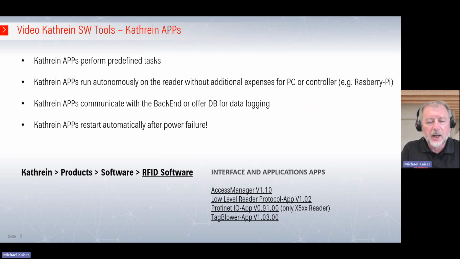We have the ProfiNET app. This is an app to connect the reader to a PLC directly on a production line, very close to a machine network. And with this, you can control the reader by a PLC. Be careful, this app is only available for X500 readers. So 3,500, 4,500, 8,500 readers.